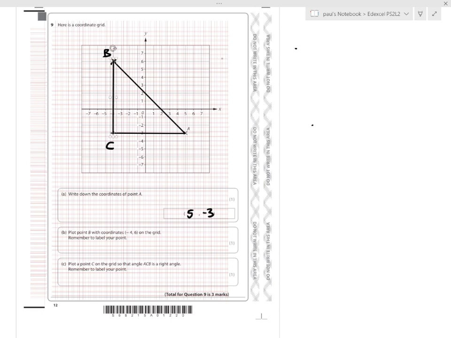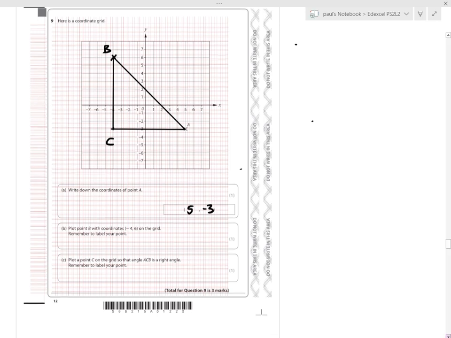Functional skills is nowhere near as easy as it used to be. Okay, done that. Labels it 1, 2, 3.